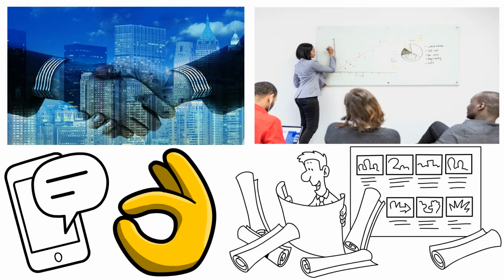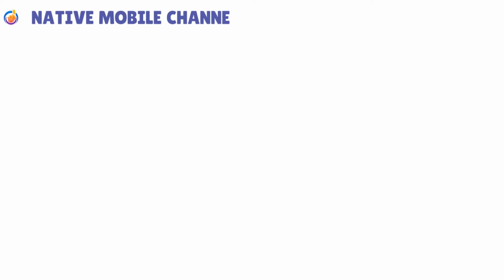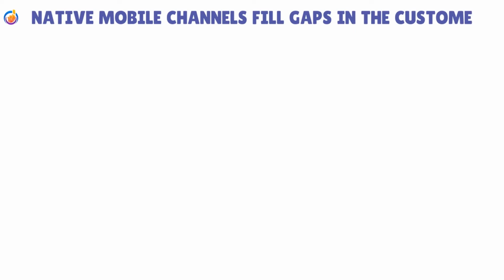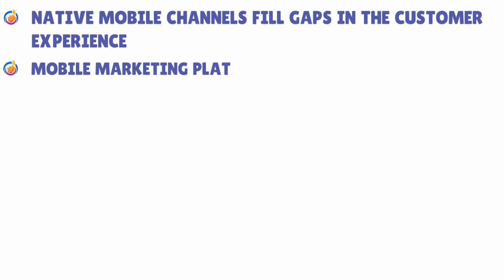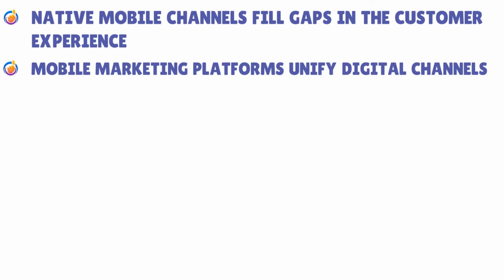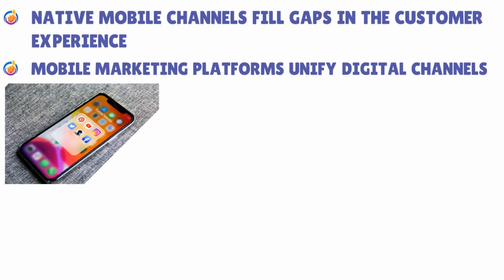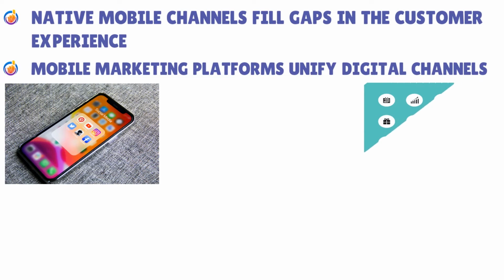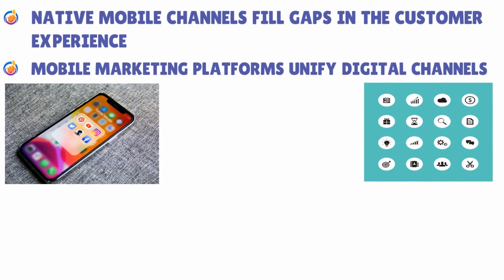So that's number one. Mobile is leading the digital transformation. Number two, native mobile channels fill gaps in the customer experience. And number three, that's very important also why you should have a mobile marketing strategy. Mobile marketing platforms unify digital channels. So you have all the social media, you have your regular blogs, you have your traditional media, all those players, they are on mobile. The cool thing is all those players, they're on mobile.